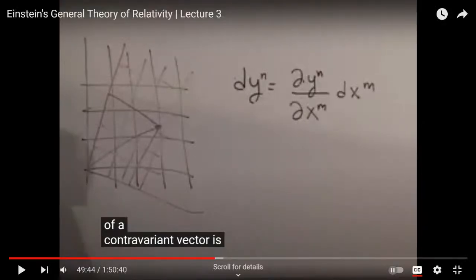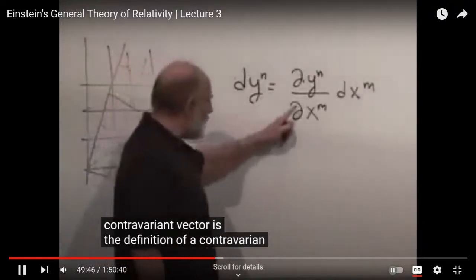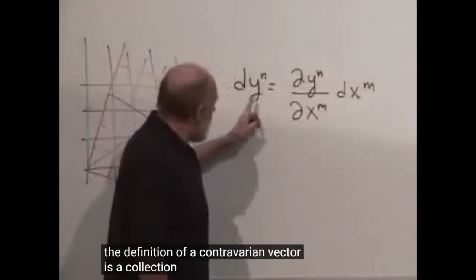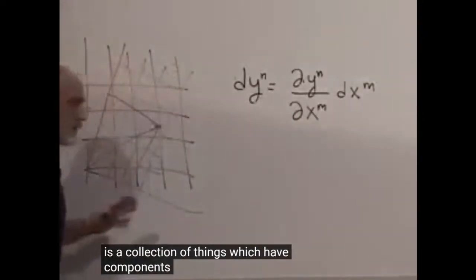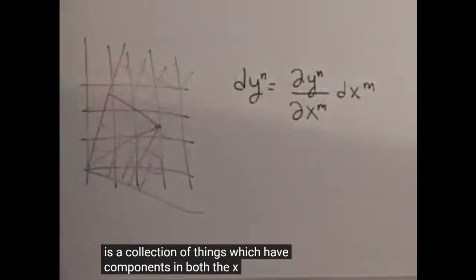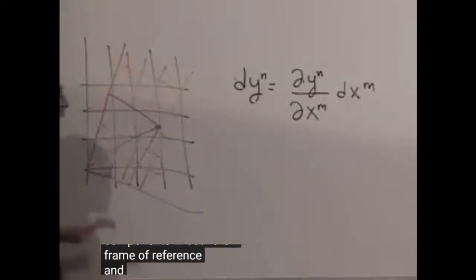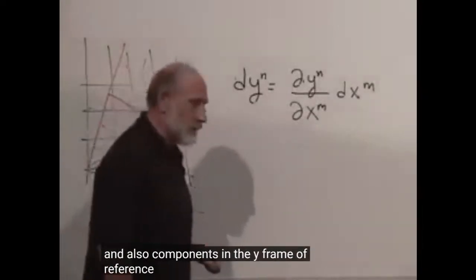Contravariant vector. It's the transformation of a vector from one coordinate system to another. The definition of a contravariant vector is a collection of things which have components in both the x frame of reference and also components in the y frame of reference.